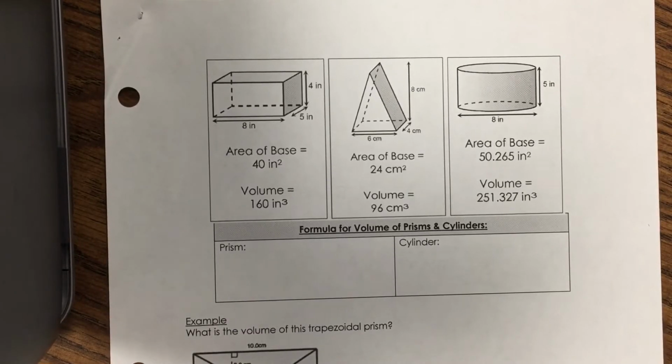Hello students. We're going to start our section on volume of prisms and cylinders next. So in your notes package on page 16, you notice three shapes at the top of the page. We're going to figure out what the formulas are for volume of prisms and cylinders.